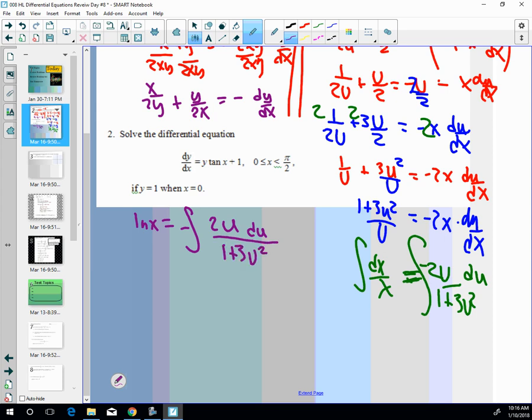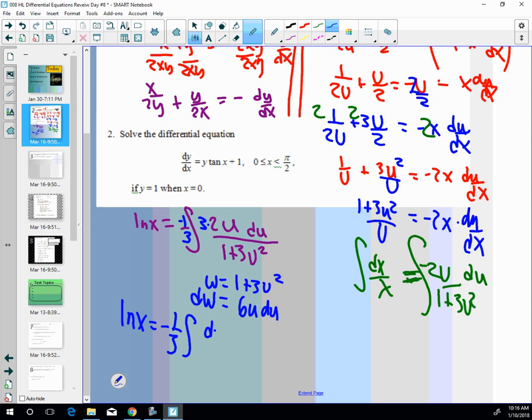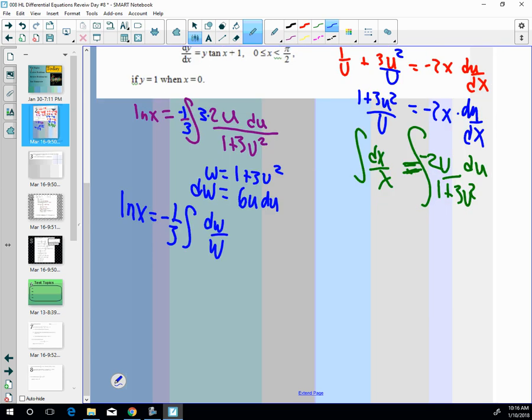3u squared. Now, what is the derivative of 1 plus 3u squared? What's the derivative of that? 6u du. So what do we need in the top yet? I still need a what? 3, yeah. So this is going to be negative 1/3. So now we have natural log of x equals negative 1/3 dw over w. And what's dw over w in a derivative? Natural log of w.